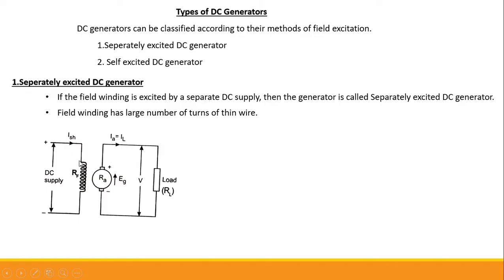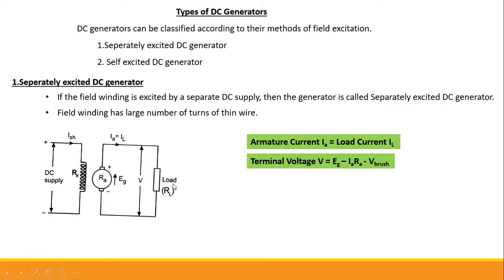Field winding has large number of turns of thin wire. Look at the circuit diagram. Here field coil is not directly contacted. There is no electrical contact between field coil and armature coil. Here armature and load are connected in series. So armature current is equal to load current IL.